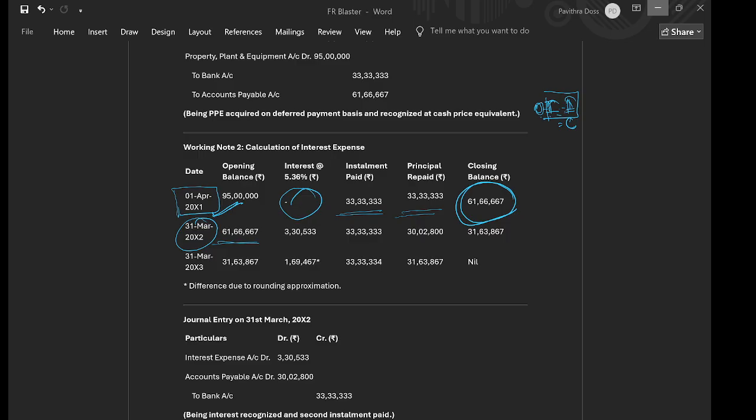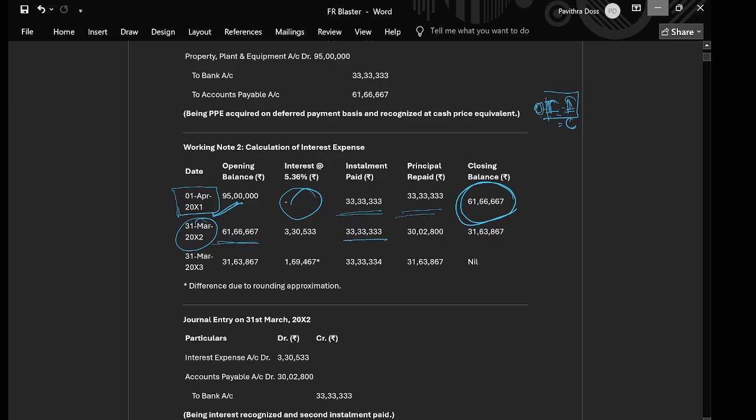So 61,66,667 into 5.36 percent, it comes to 3,30,533, and then we will deduct the installment, so that will give us our closing. Then we will bring it to here. So what is the remaining that we have? 31,63,867. Interest of 5.36 percent gives 1,69,583, and minus 33,33,333, it gives the principal. If you deduct that, we will get the principal repayment, and here we'll get the closing balance as nil, zero.